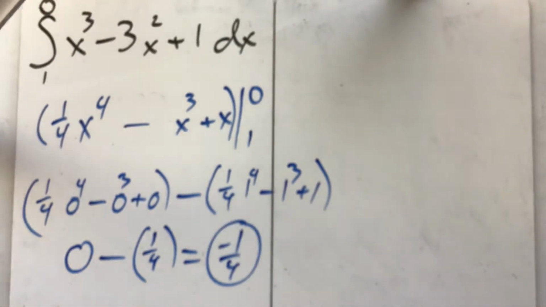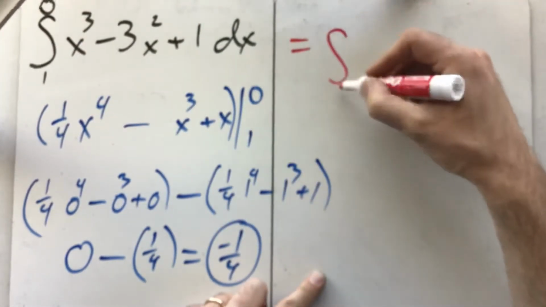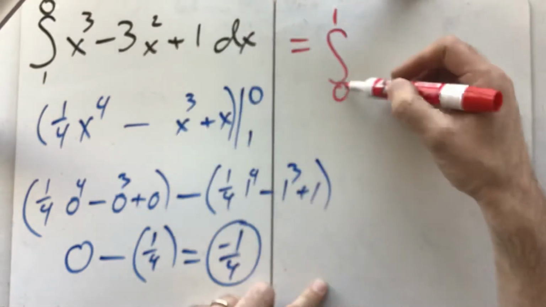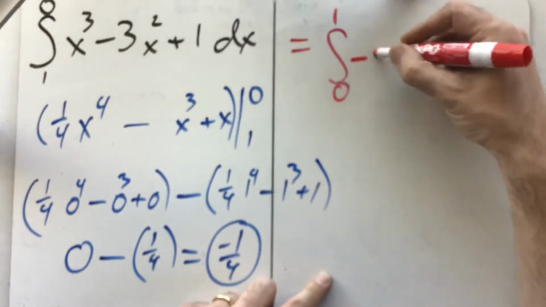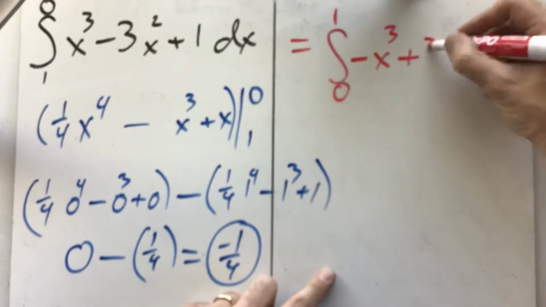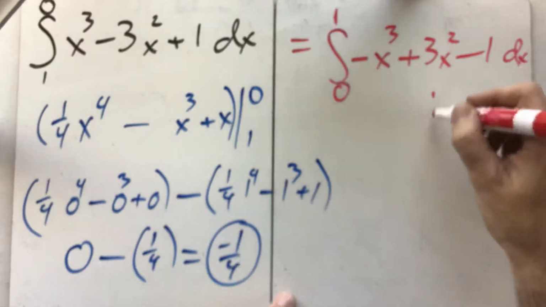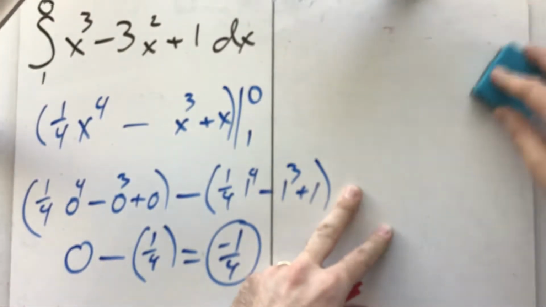But there was another way we could have done the problem, and that is we could have switched it where the 0 was on the bottom, and we could have switched it to 0 to 1, and then it looks a little bit more like what you expect it to look like, or at least what a math professor would expect it to look like. But what happens is when I switch the order, I have to make it negative x cubed plus 3x squared minus 1 dx. So now I could do the problem this way and end up with the exact same answer. I want to talk about one more thing, and that is what happens with the constants.